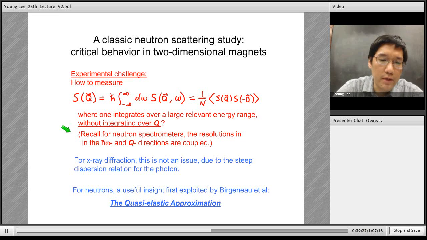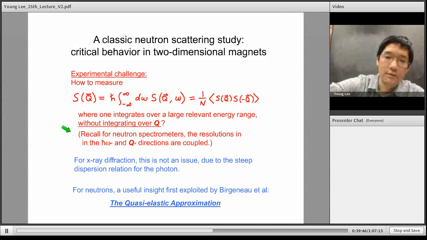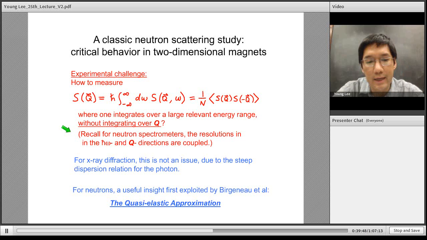You should recall that for neutron spectrometers, you have these resolution functions. For a triple axis spectrometer, it's in the shape of an ellipse. This ellipse is an ellipse in the four-dimensional momentum and omega space, and it has a slope in that space, and that comes from the fact that the energy transfer and momentum transfer are coupled.